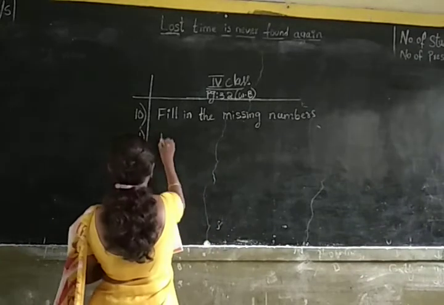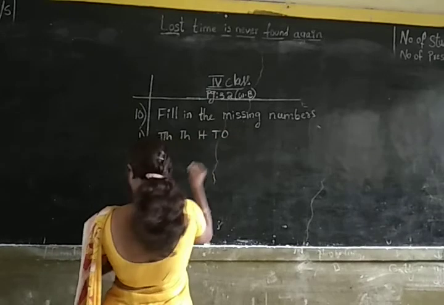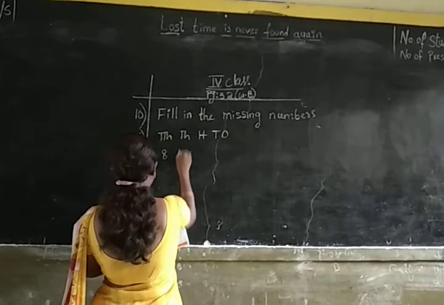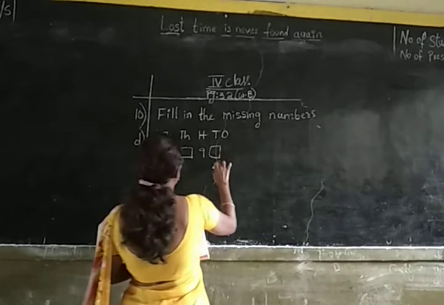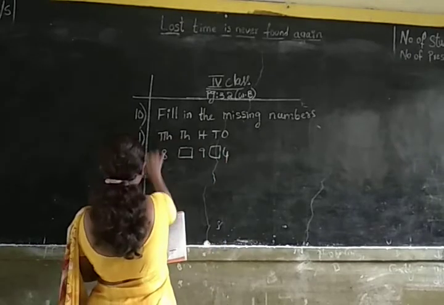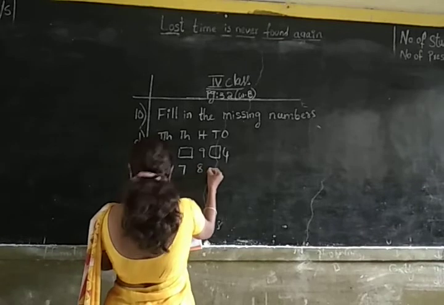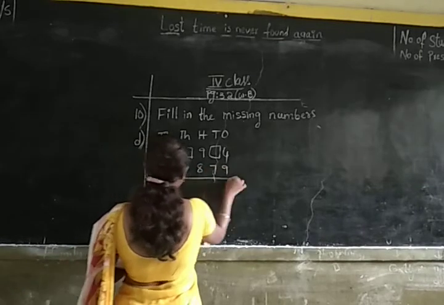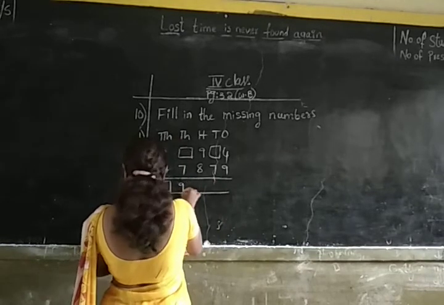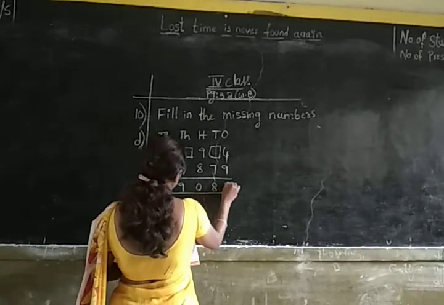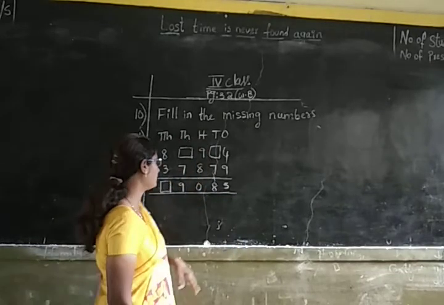D sum. 10,000, thousands, hundreds, tens, ones. Okay. Now you have to find out the missing numbers in the given boxes.